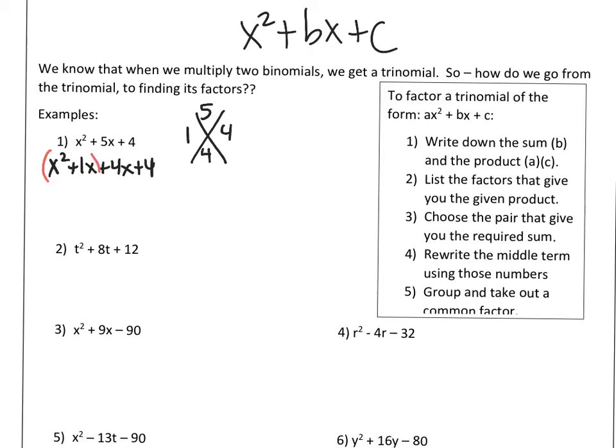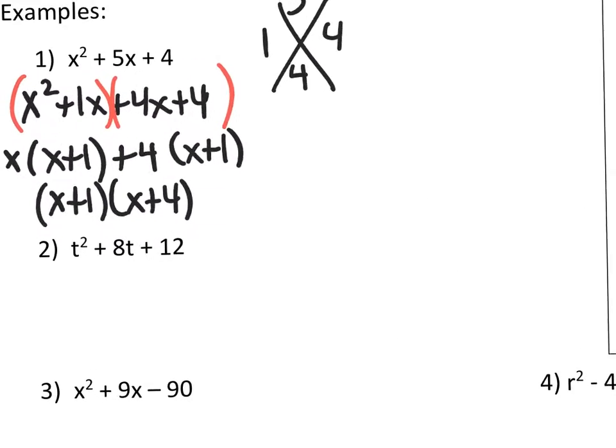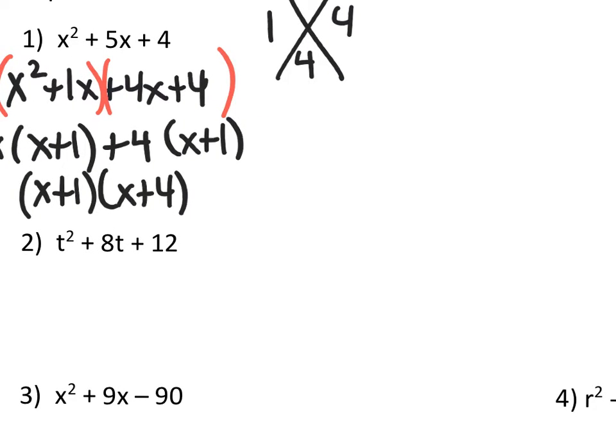We will group our first two, group our last two. So I end up with x times x plus 1 plus 4 times x plus 1. So my factors are x plus 1 and x plus 4. Great, let's do t squared plus 8t plus 12. I'm just going to zoom in so I've got a bit more space here.